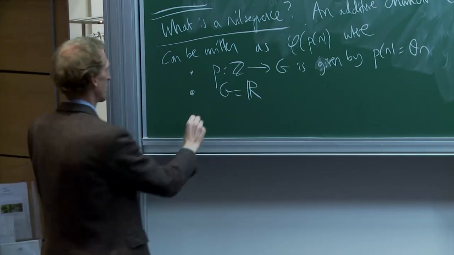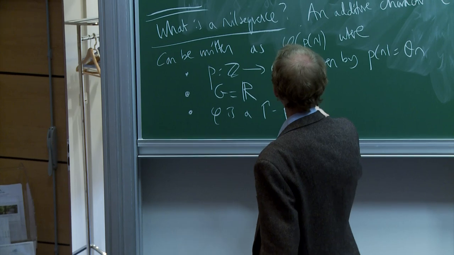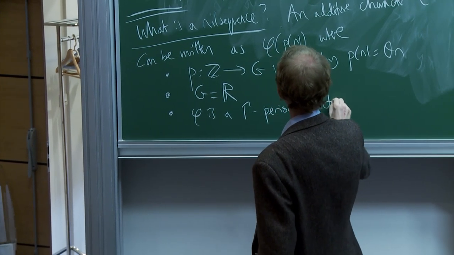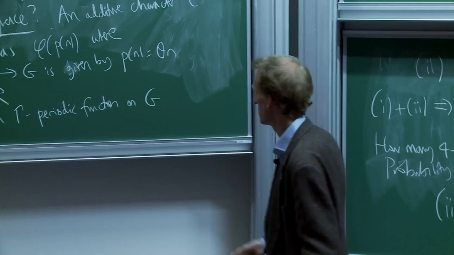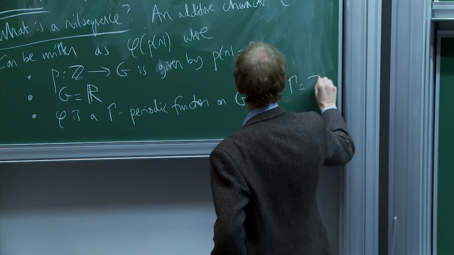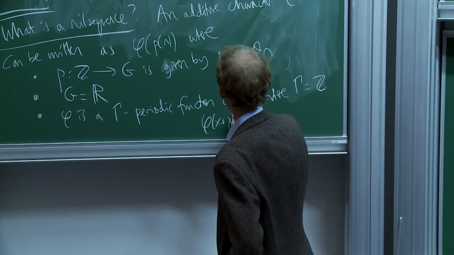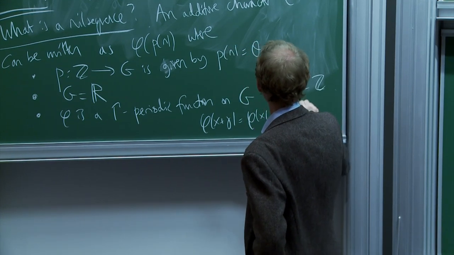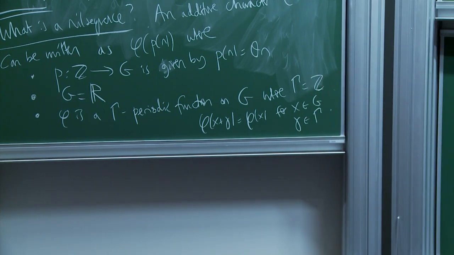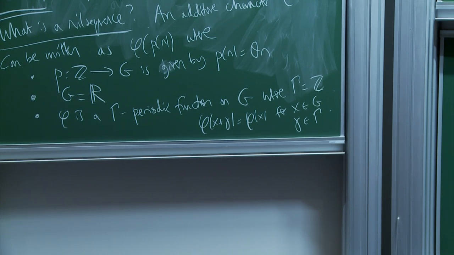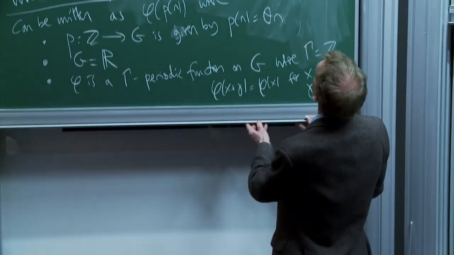And phi is a gamma-periodic function on G, where gamma is Z. So what that means is that phi of x plus gamma is equal to phi of x for x in G and gamma in gamma. So that's an additive character. We know those things quite well. And a nilsequence is a generalization of this in which I replace each of these objects by somewhat more general things.